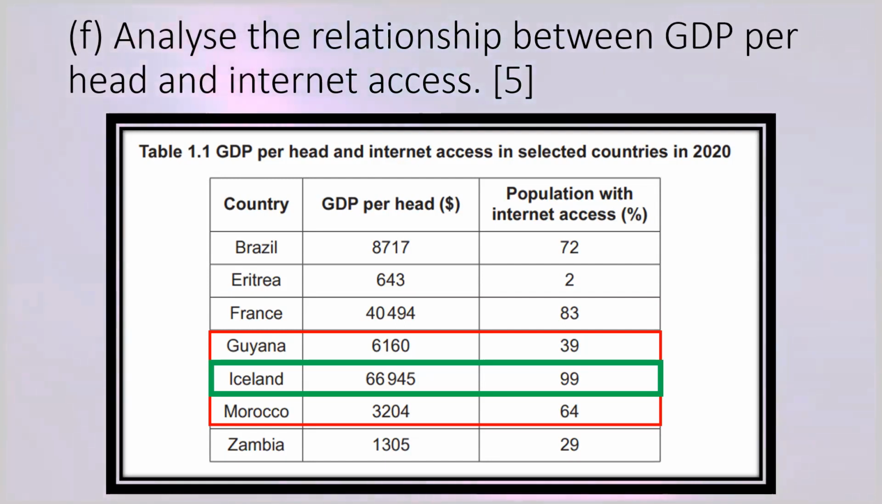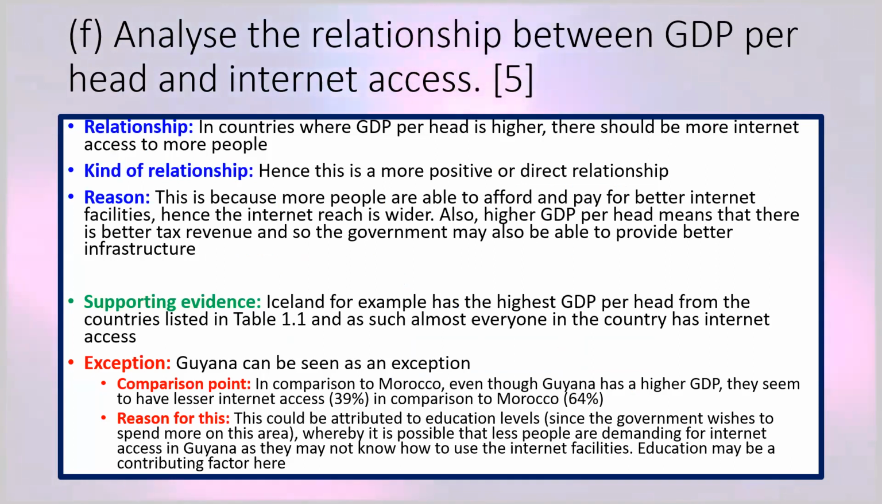Okay, but why did they pick Guyana and Morocco? Because it's towards the lower part, all right? And here, you can see down here, it says that Guyana has got a higher GDP than Morocco, but it's got a lower population with internet access compared to Morocco. Okay, which is what we have said here. In comparison to Morocco, even though Guyana has a higher GDP, they seem to have lesser internet access, 39% in comparison to Morocco, 64%. Okay.